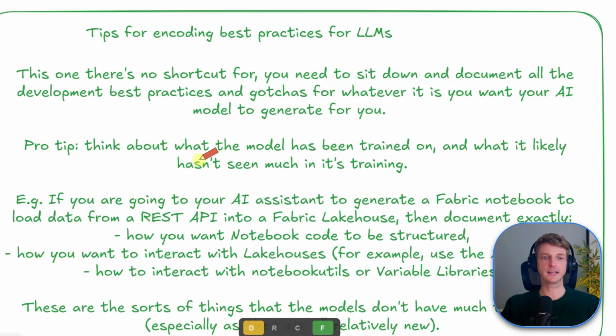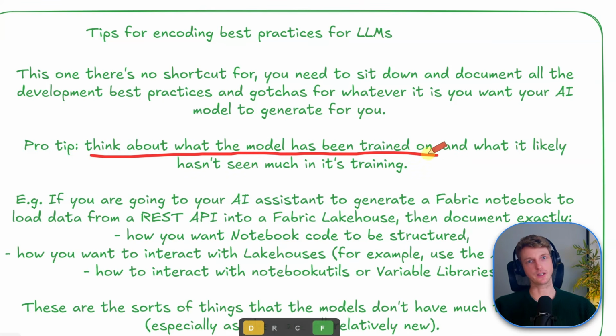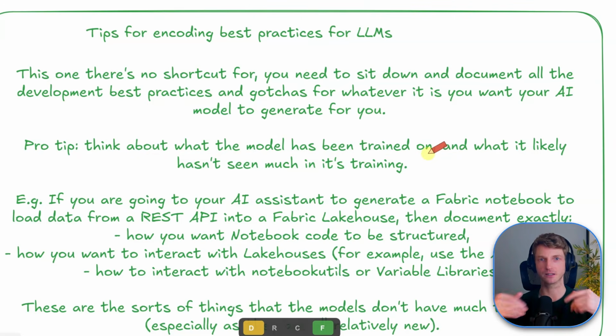What I would say is think about what the model has been trained on. So these are general purpose models. They've been trained on massive amounts of text. Claude Code specifically has been trained for coding. That's its specialism. So probably like the whole of Stack Overflow, like GitHub, all of this sort of thing it's going to be trained on. But what it probably has seen less in its training phase is, like I mentioned, the Fabric specific code.